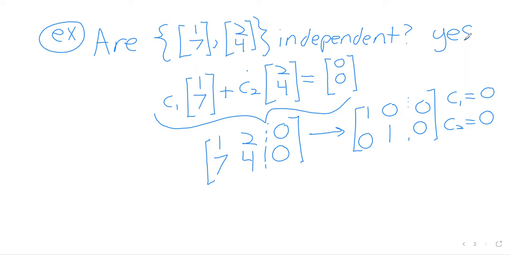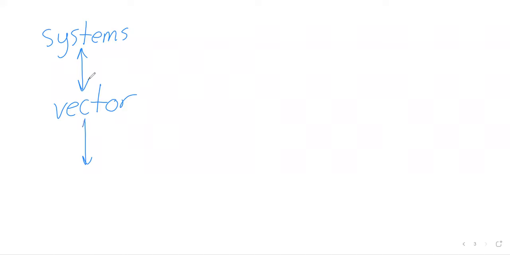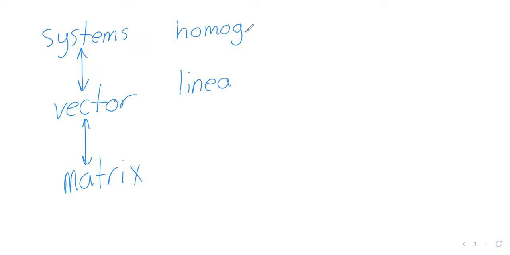Let's state a quick theorem. This borders on a detour, but we know that systems of linear equations are the same as vector equations, are the same as matrix equations. So we looked at homogeneous systems. And then the definition of a homogeneous system gave us the idea of linear dependence.